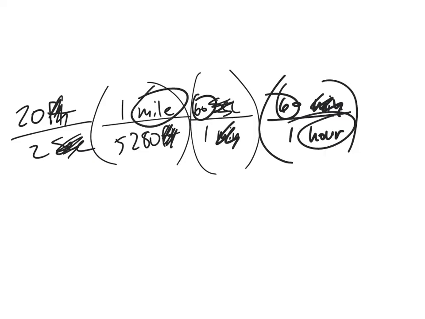And you could multiply across the top, and then multiply across the bottom, and then divide them. Would you please do that? I want to know how fast I was going. Got it? What'd you get? 6.82 miles per hour.